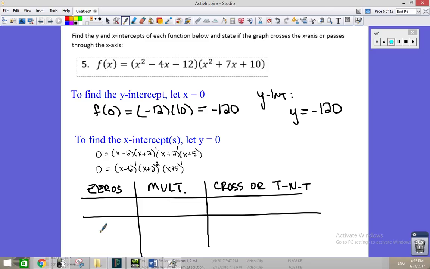Alright, so we have three x-intercepts, 3 zeros. We've got x equals 6. We've got negative 2 plus 2 gives you a 0. And negative 5 plus 5.